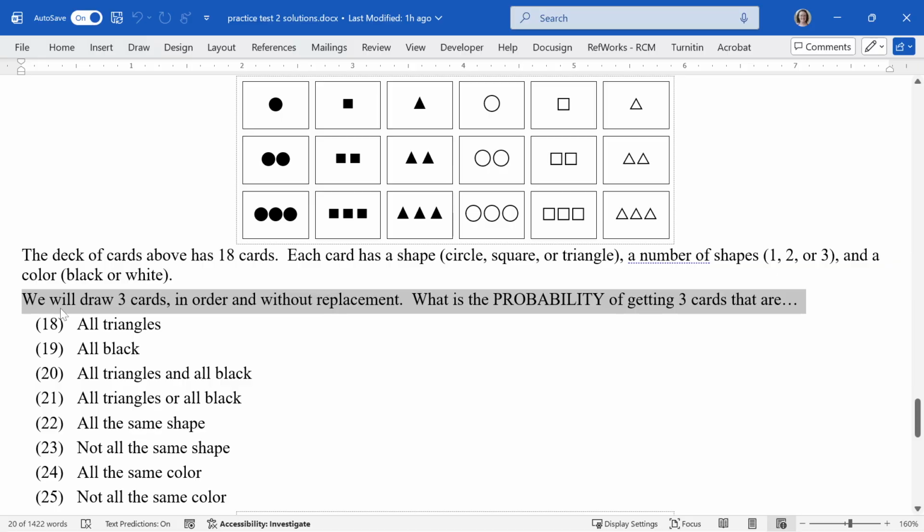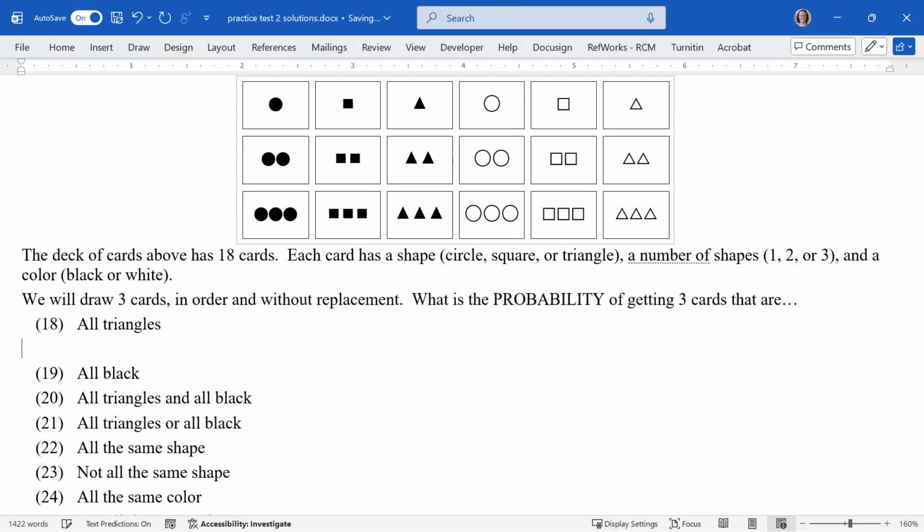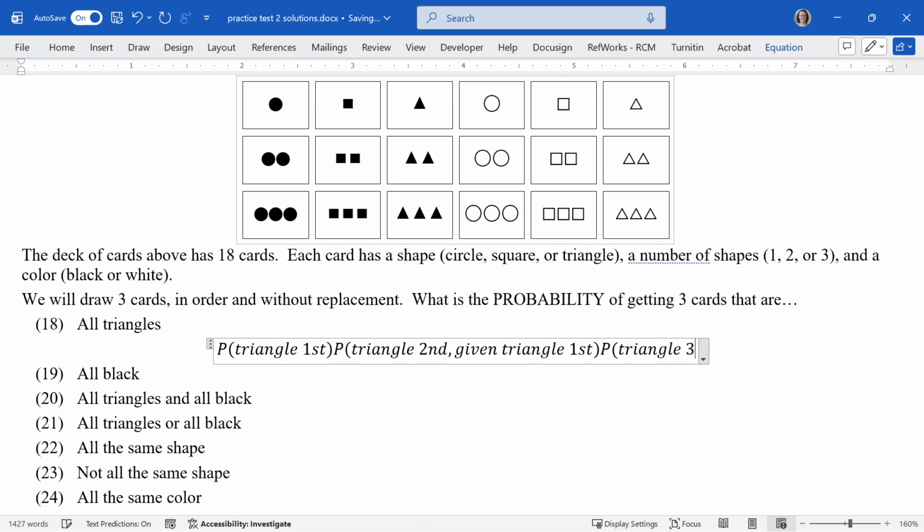We will draw 3 cards in order without replacement. What is the probability of getting 3 cards that are... Okay, and so we have a bunch of different questions here. So for all triangles, I'm just going to multiply the probability of getting a triangle for my first card times the probability of getting a triangle for my second card, given that I've already taken one triangle out. So this will be probability of triangle first times probability of triangle second, given that I already took a triangle first. And then lastly, times the probability of getting a triangle third, given triangle first and second.